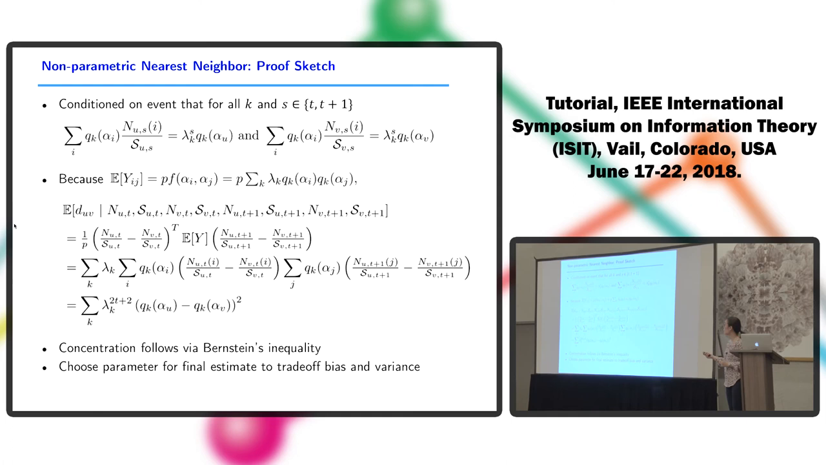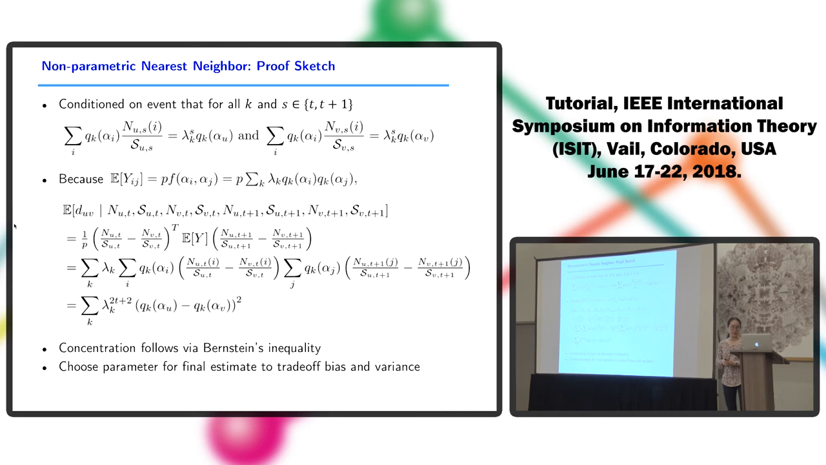Now, assuming that this key lemma holds, we can plug it into our distance estimate. Our distance estimate looked like this inner product like thing. Because the expected data matrix has a spectral decomposition, when you multiply these all together, it works out well, and in fact we get that the mean is exactly what we want. You can also get bounds for the variance, and thus you can show concentration by Bernstein's inequality. So given that these distance estimates do concentrate, all you have left to do is to choose the parameter for the final estimate, this threshold, to trade off between the bias and the variance again.